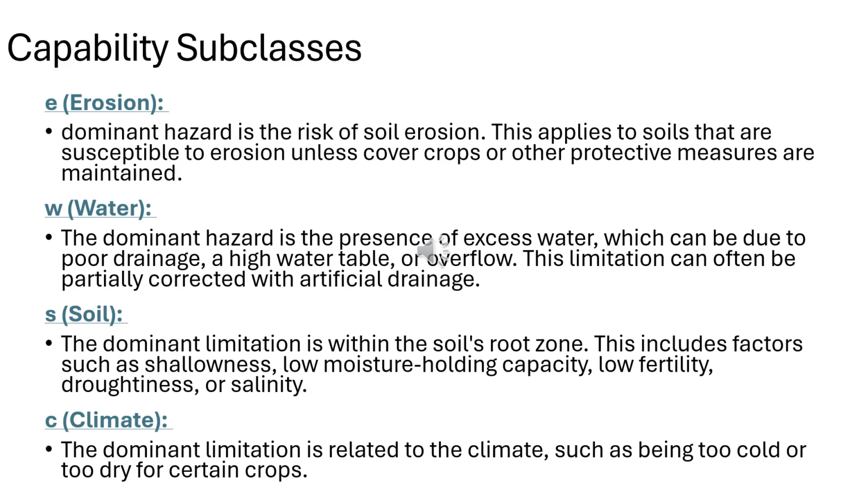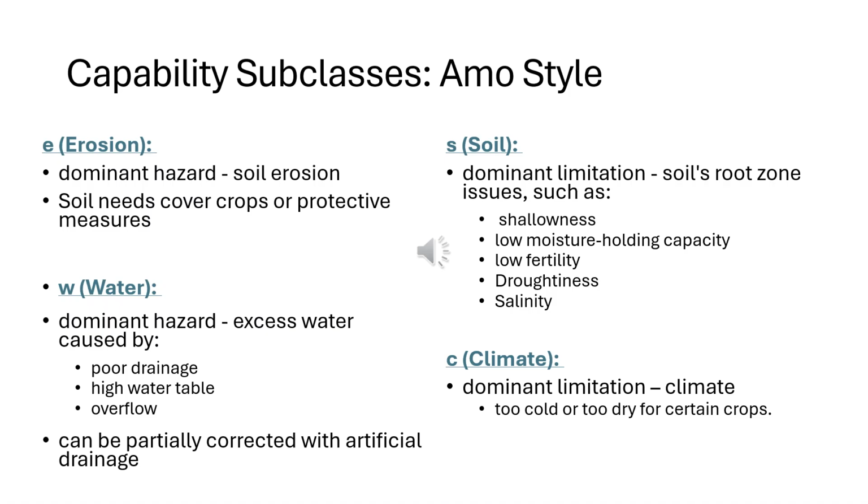Again, this is the wordy official kind of definitions of these. Let's kind of distill these down a little bit and try to think through the descriptions so we could understand them and describe them. So as I'm studying these and trying to keep them in my brain, this is how I think through them and kind of limit the wordiness. Okay, so let's look at the first one, E, erosion. Well, dominant hazard, obviously, soil erosion.